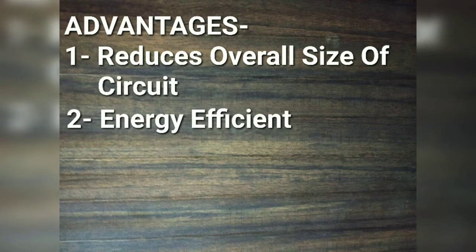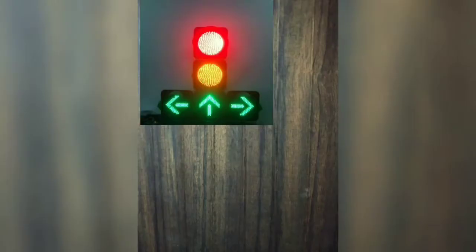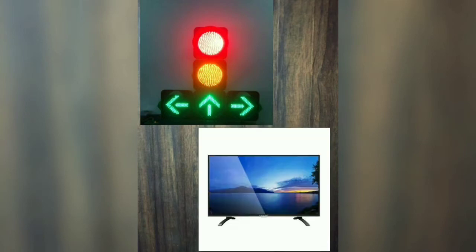Another advantage of using LED instead of light bulb is LEDs are energy efficient. It consumes only 10% of the energy which a traditional light bulb consumes. So, LED is energy efficient. Now talking about third advantage of using LED. LED lasts around 30 times longer than bulb. LEDs are used in traffic signal displays and nowadays we have LED television sets also.